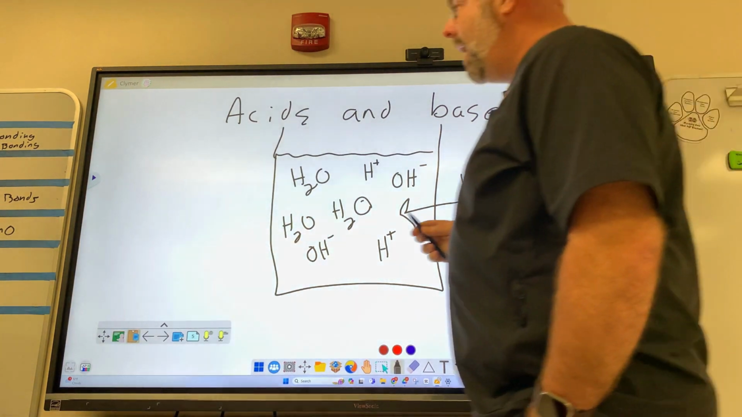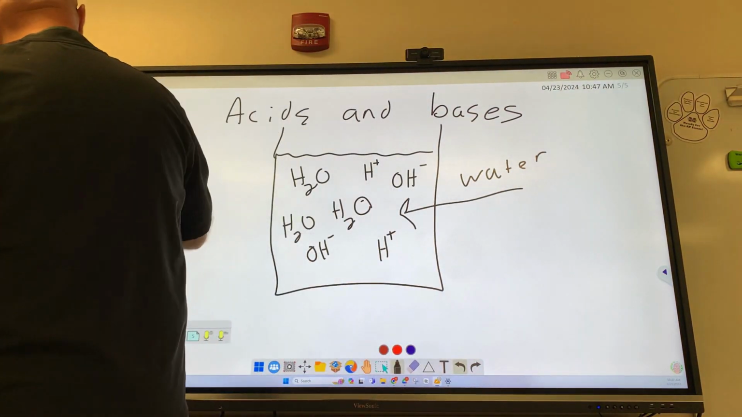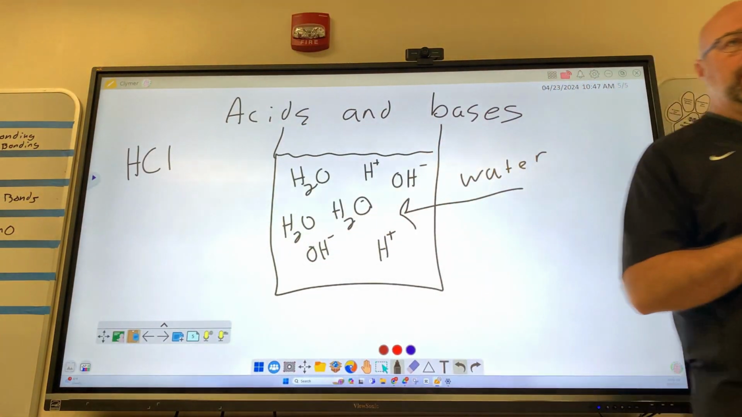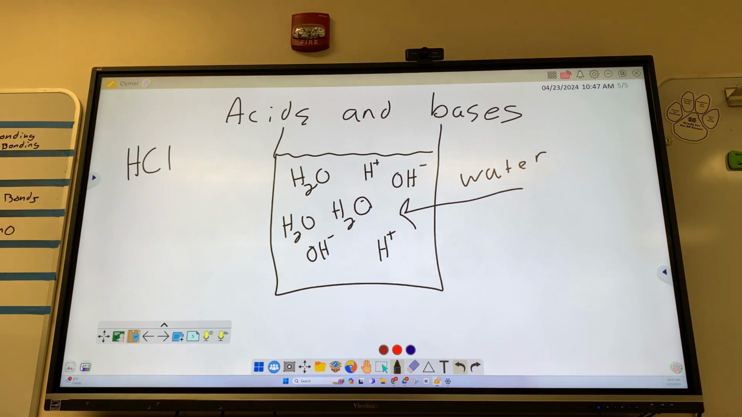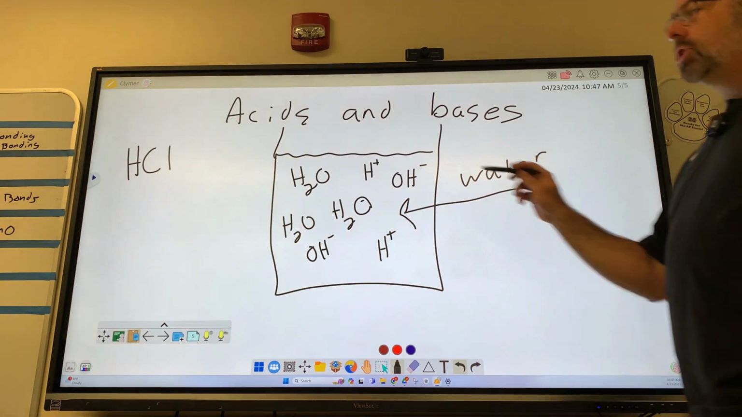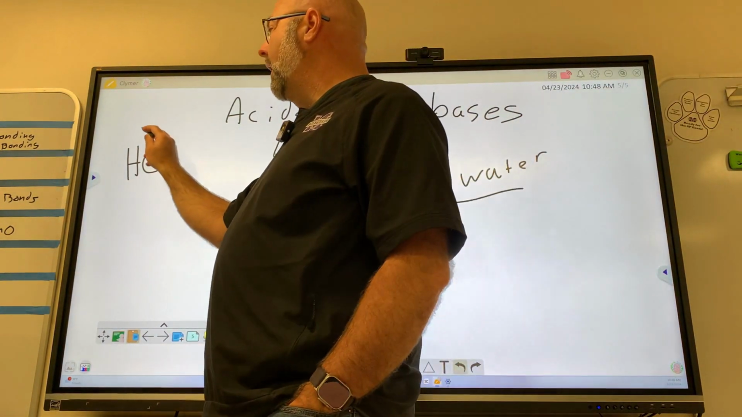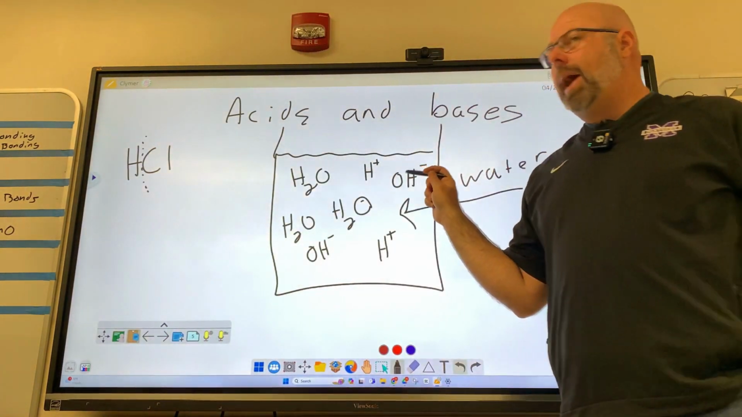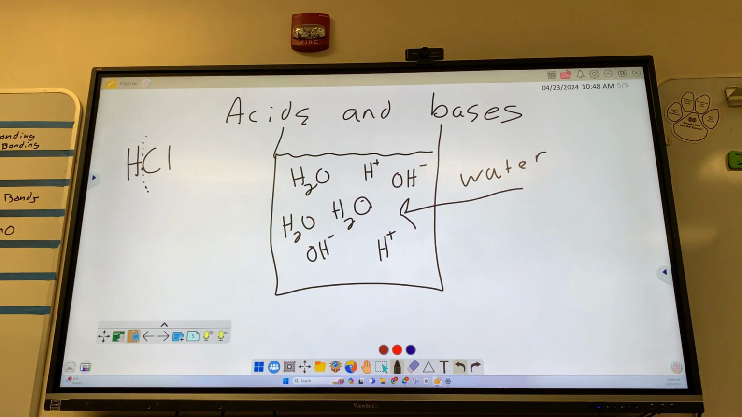If we add something like HCl, okay, this is hydrochloric acid, if you remember, HCl. If we add some of this, and this HCl in water, when it dissolves, is going to kind of split apart into these two ions, what will be the impact on the number of H pluses and OH minuses in this water? It would be uneven. Why do you say uneven?